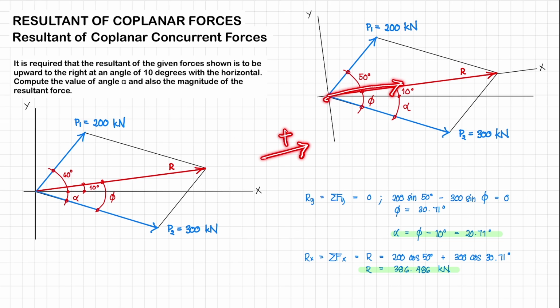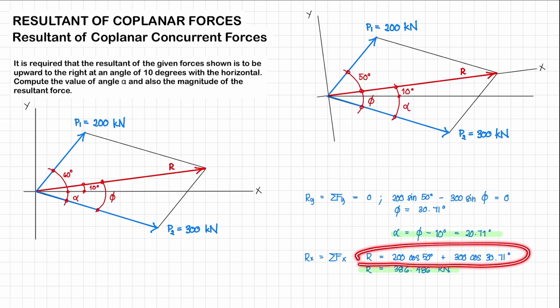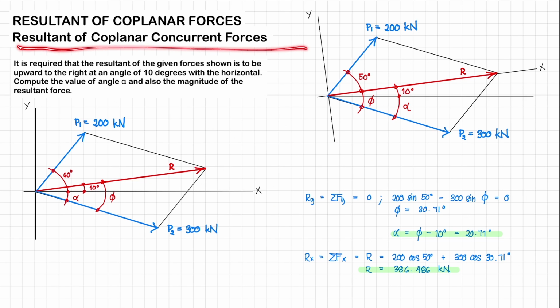And then for the horizontal component of our P2, again, it is acting towards the right side, so it's going to be positive. So it's equal to 300 cosine 30.71 degrees. So we have this equation, so we'll be able to solve for our resultant. And our resultant is going to be equal to 386.486 kilonewtons, just like what we have solved in the earlier methods. All right, so that's it for the resultant of our coplanar forces.